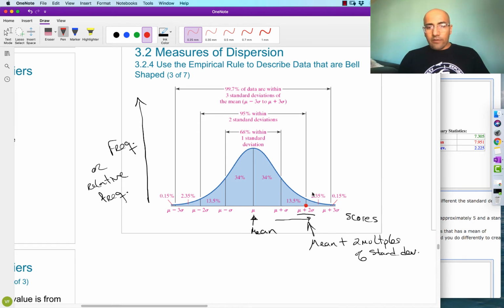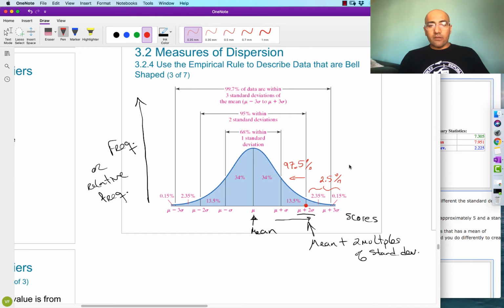So this little tail over here is about 2.5% of the data, which means that in this direction is the rest of it, which would be 97.5. So about 97.5, very, very roughly, is to the left of that. So if I told you I scored 2 standard deviations to the right of the mean, that means that I did better than 97.5% of the other applicants that took this IQ test.